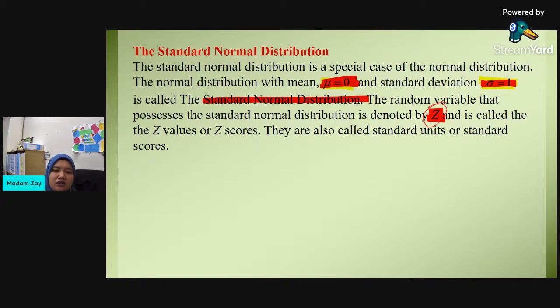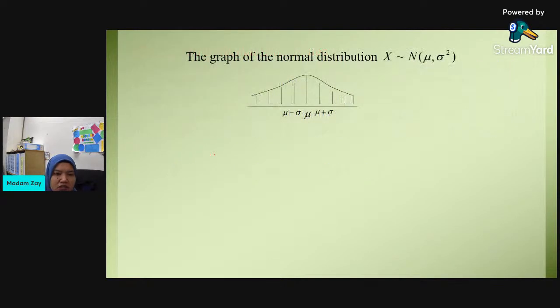Okay, they are also called standard units or standard scores. So Z is following a normal distribution with parameters 0 and 1. Okay, kita ada mu 0, kita ada sigma 1. Memang ini tetap lah. Kita panggil dia sebagai standard normal distribution.